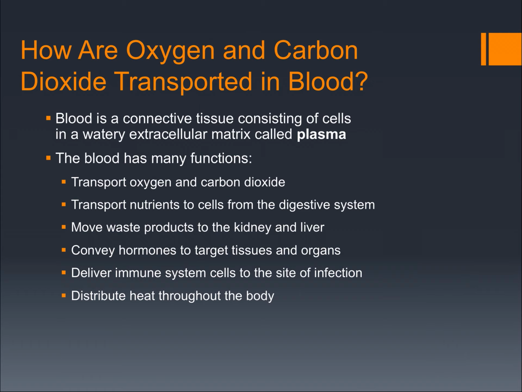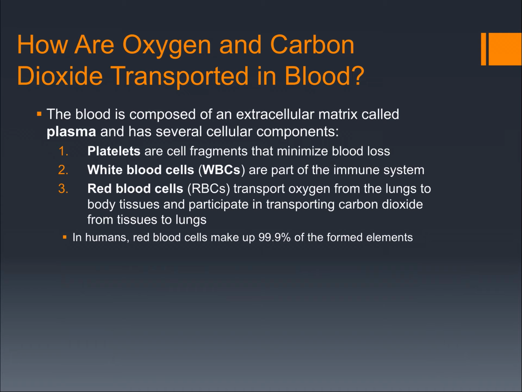Major functions of blood: transporting oxygen and CO2, like we said, transporting nutrients to cells from the digestive system. So there it is. There's that discussion question. Just elaborate on that. Move waste products to the kidney and the liver, convey hormones. Hormones are going to move from the hypothalamus, maybe all the way down to your toes. Deliver immune system cells to the site of infection and distribute heat throughout the body.